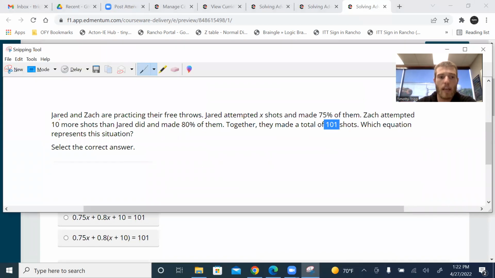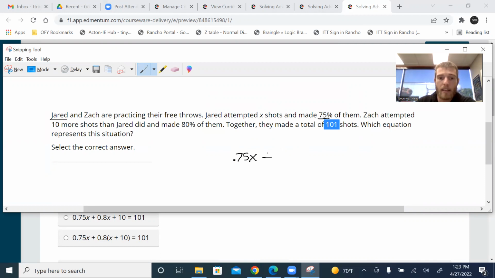So let's first look at Jared's free throws. It says that Jared made 75% of them, and he shot x times. So it's going to be 0.75 times x. This is how many Jared made. It's 75% times however many he shot. Now, keep in mind that to change a percentage to a decimal, I move the decimal point twice to the left.